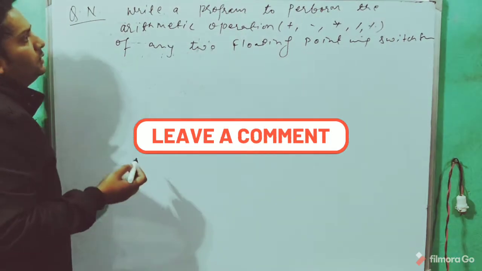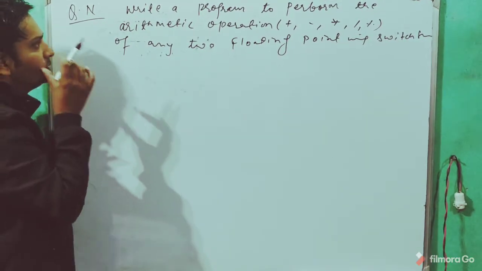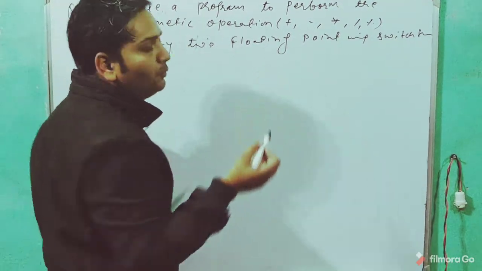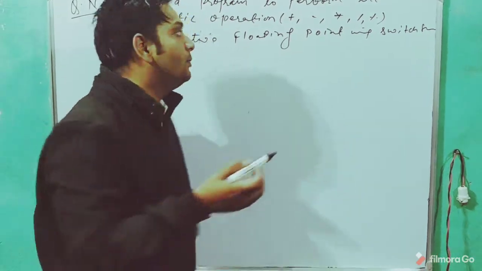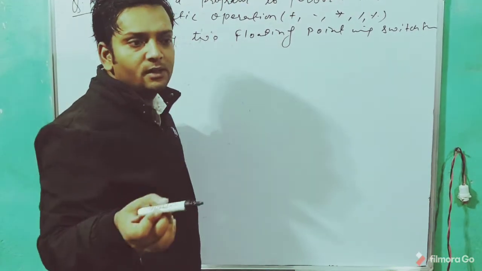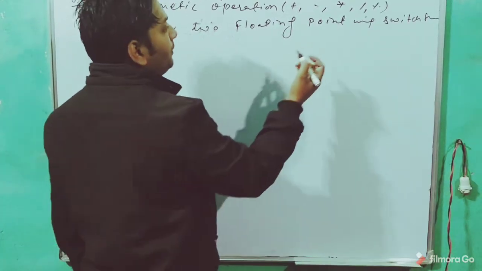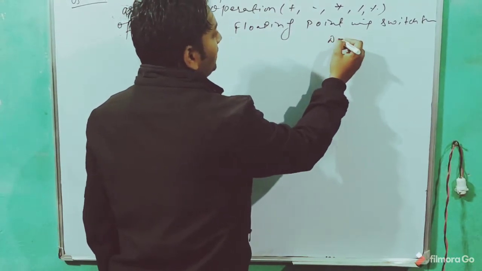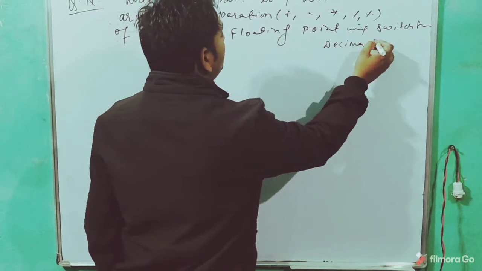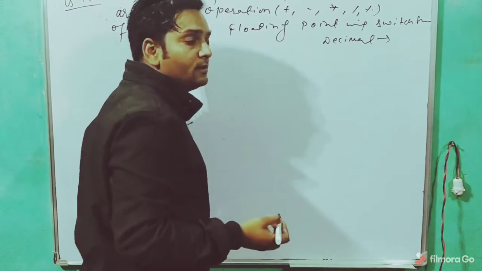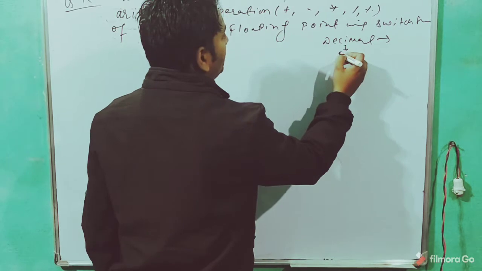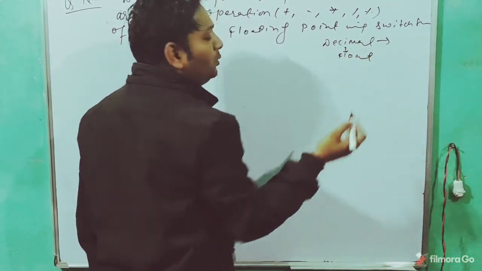So what the question is trying to say is that we have to perform the arithmetic operations, calculating the addition, subtraction, division, and multiplication of any two floating numbers. A floating number is a decimal number. For decimal numbers we have to take the float data type. So, any two numbers.